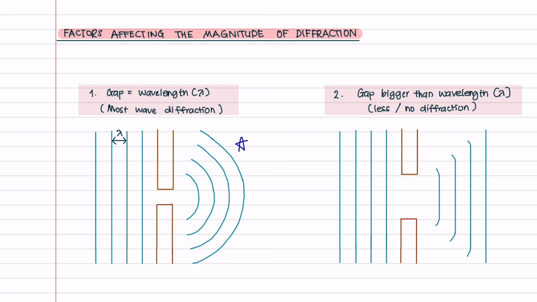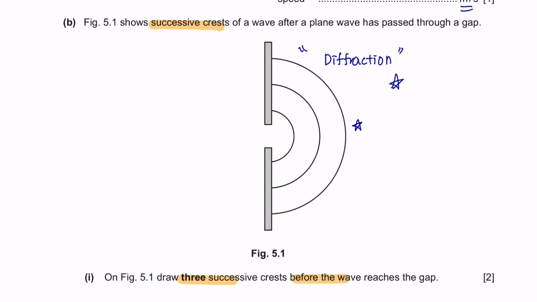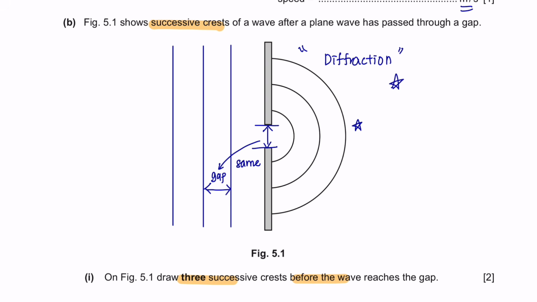The question shows you the case whereby the diffracted wave looks like this. The waves are curved as a C-shape, which means that the gap is equal to the wavelength of the wave before it went through the gap. So we are going to draw 3 lines which have the same wavelength as the gap. So this is what it should look like.